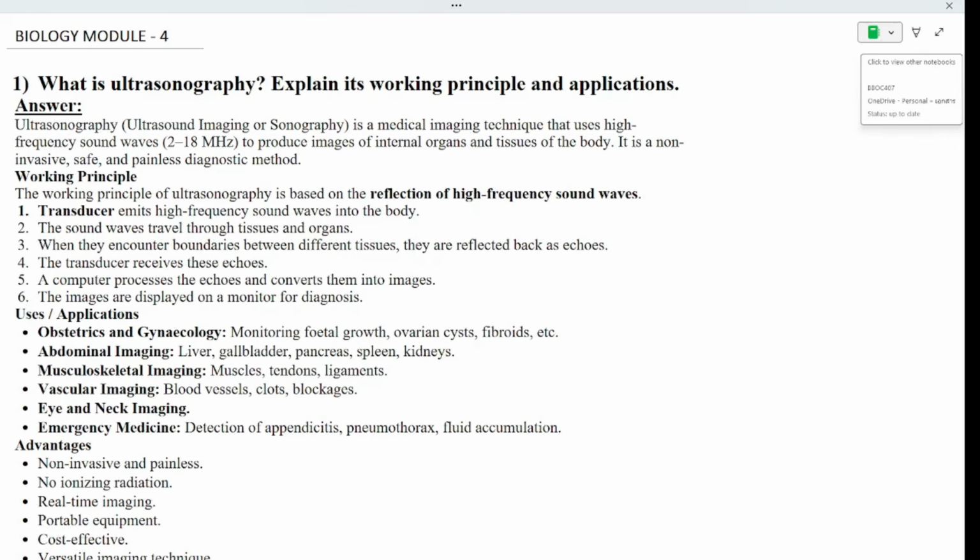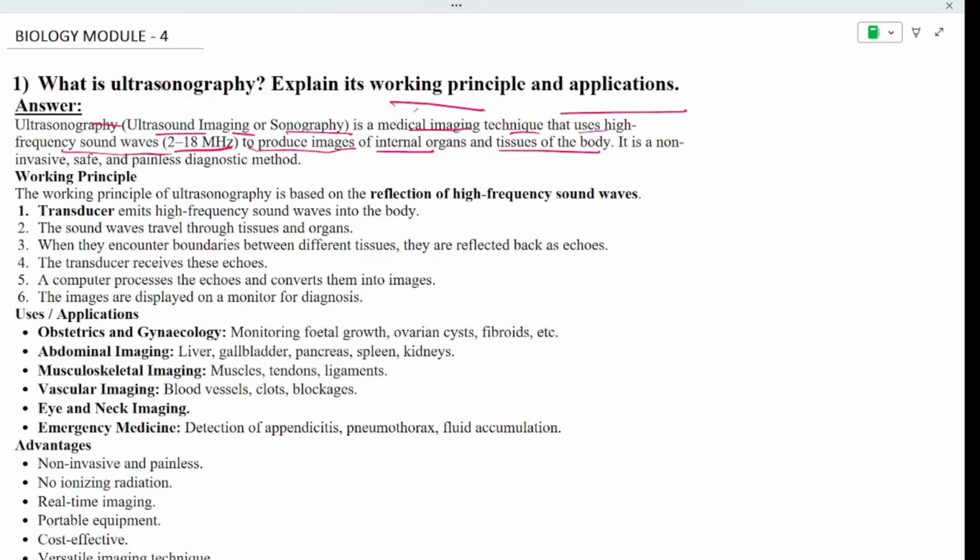See, first the question is, what is ultrasonography? Explain its working principle and application. First we will see what ultrasonography is, that is ultrasound imaging or sonography. It is a medical imaging technique that uses high frequency sound waves, that may be from 2 to 18 megahertz, to produce images of internal organs and tissues of the body.